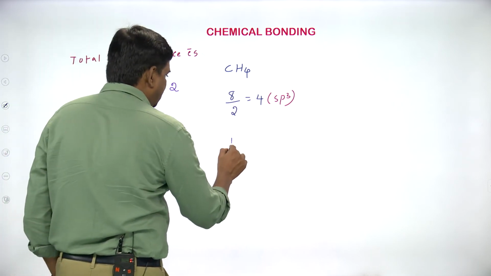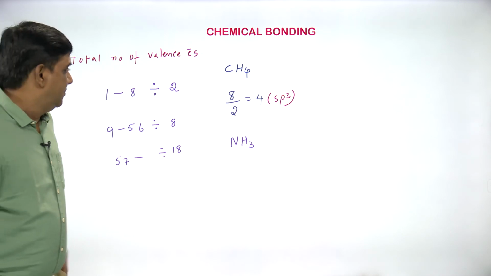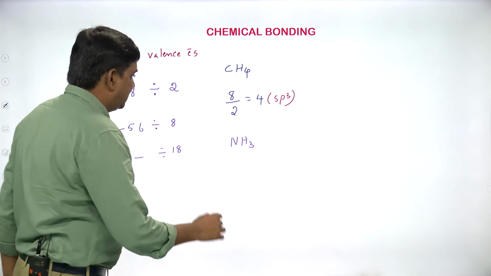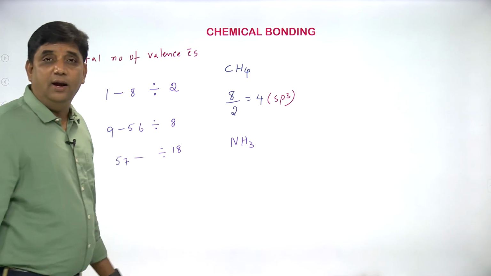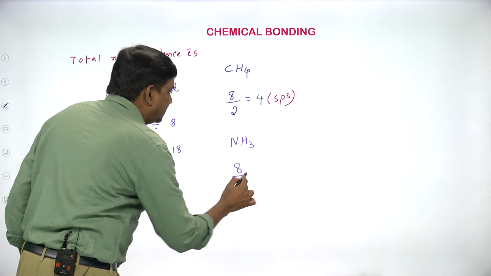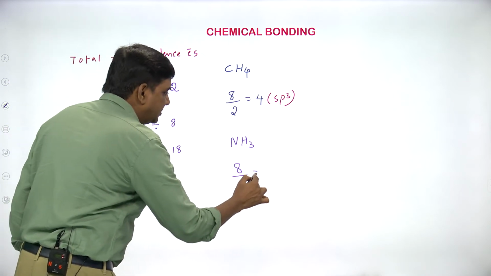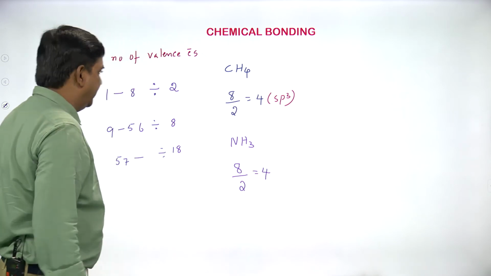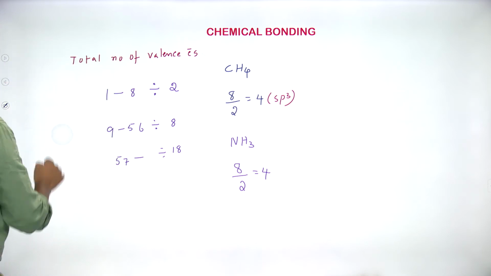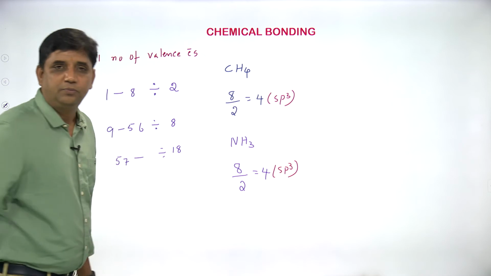And NH3, 5 plus 3, 8 electrons: nitrogen 5 electrons, 3 hydrogens 3 electrons, 8 electrons. 8 electrons, so it should be divided by 2. Therefore, it is equal to 4, sp3 hybridization. See, like this you can calculate.